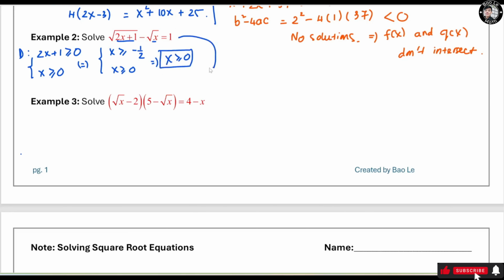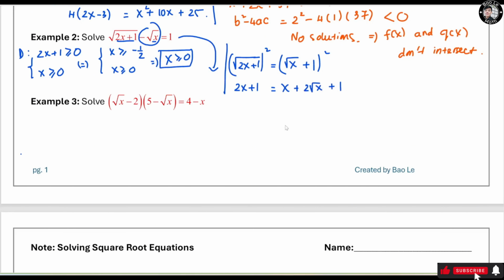So this turns out to be the square root of 2s plus 1 equals the square root of s plus 1. Now we're going to square both sides. So the left one is 2s plus 1. The right hand side, we just use the complete square formula, so the square root of s squared is going to be s plus 2 square root of s plus 1.